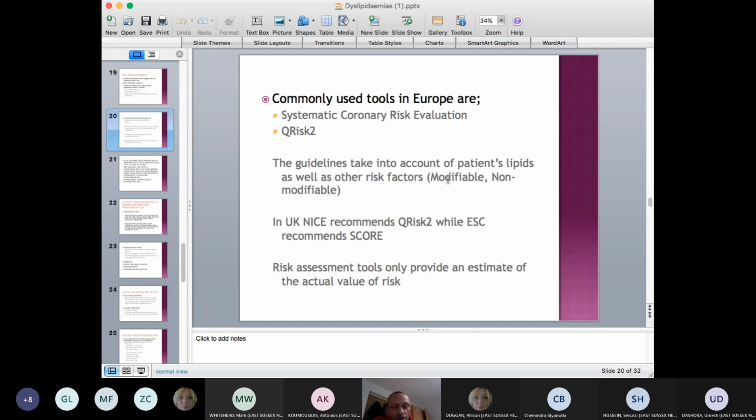These, of course, take into account the patient's lipids, as well as other risk factors, the modifiable ones and the non-modifiable ones. In the UK, NICE recommends the Q-Risk 2, while the European Society recommends the SCORE. And the risk assessment tools only provide an estimate. They don't give you an actual value. They just give an estimate of your risk. It's not an absolute assessment.